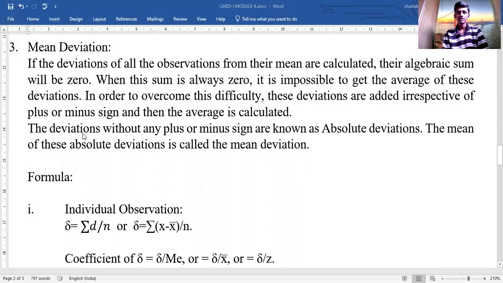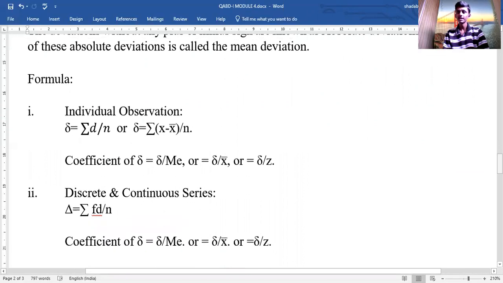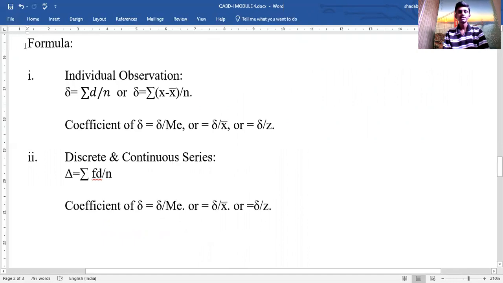The deviations without any plus or minus sign are known as absolute deviations. The mean of these absolute deviations is known as mean deviation or mean absolute deviation. We have two methods of finding mean deviation: direct method and shortcut method. Just look here, this is the direct method formula.